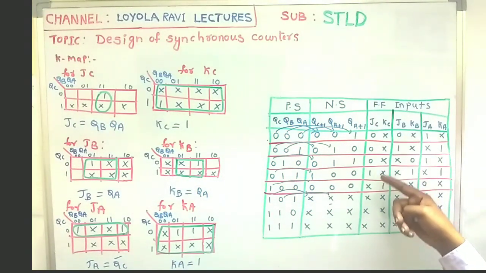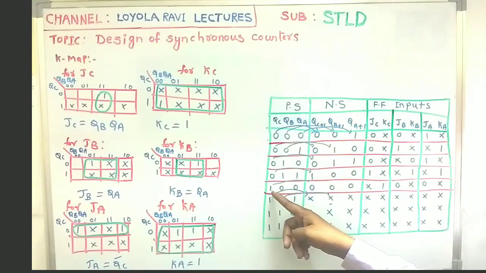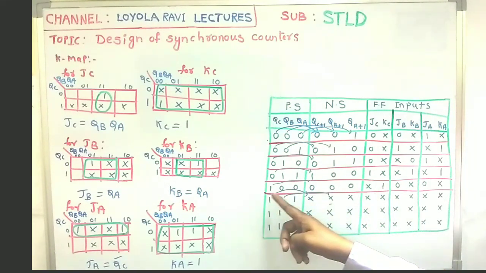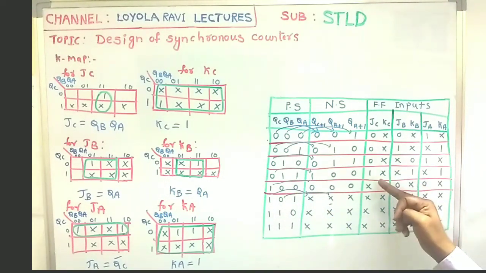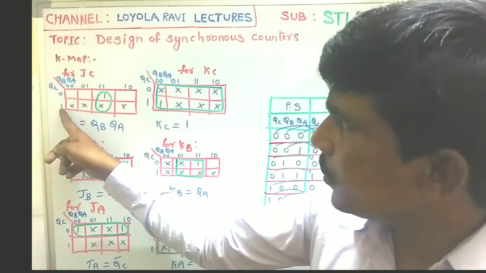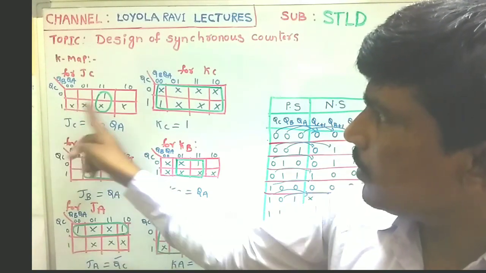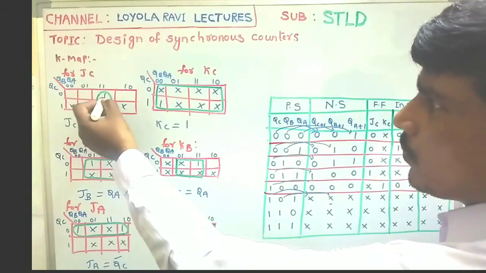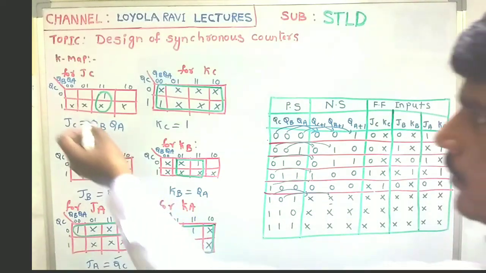Then we still have some other don't cares. What is the corresponding output? For 4, 5, 6, 7, JC is don't care. So 4 is 1, 0, 0, don't care; 1, 0, 1, 5, don't care; 1, 1, 0, 6, don't care; and 1, 1, 1, 7, don't care. So 4 don't cares and one 1. Total 5 output states we have, and those combinations we have to take.